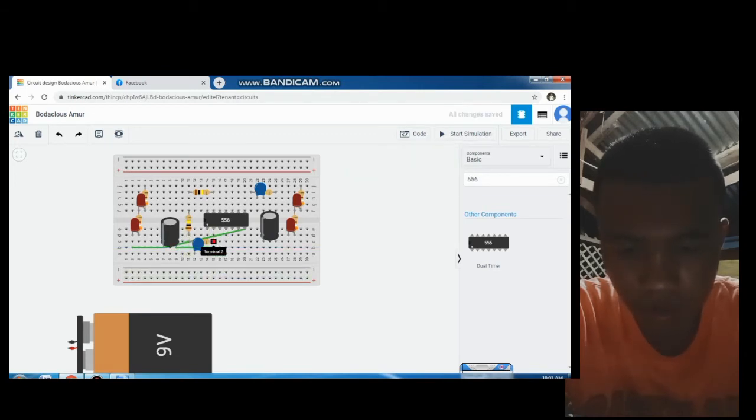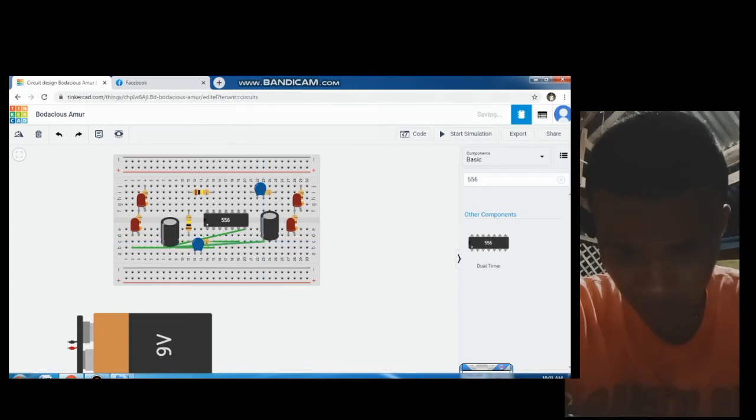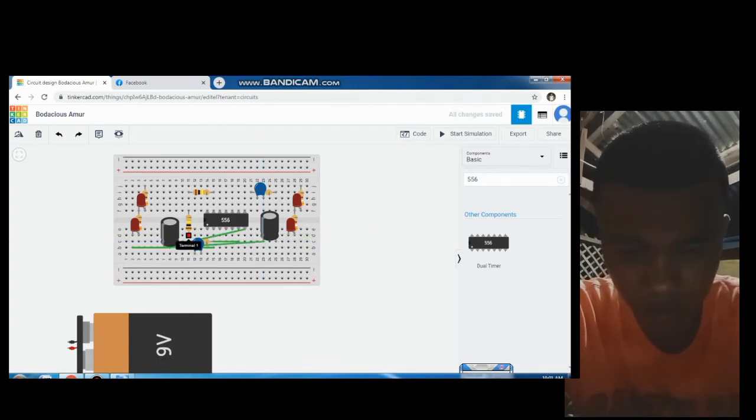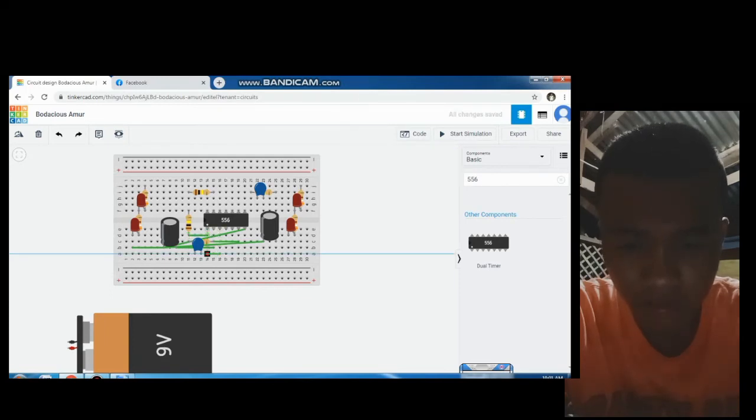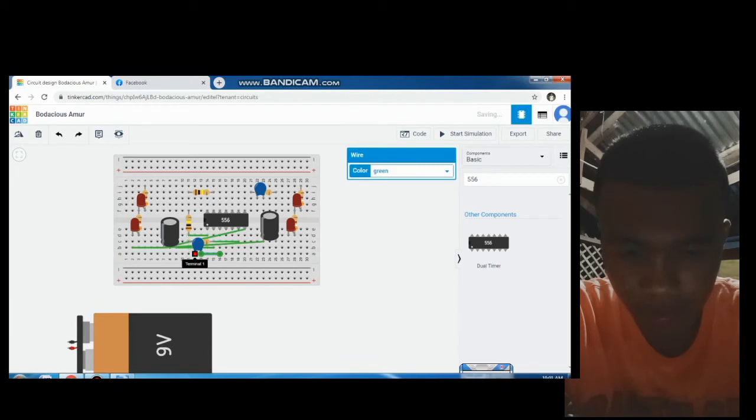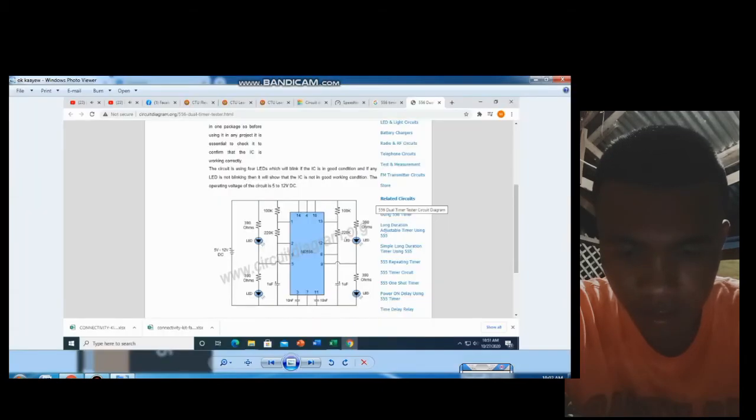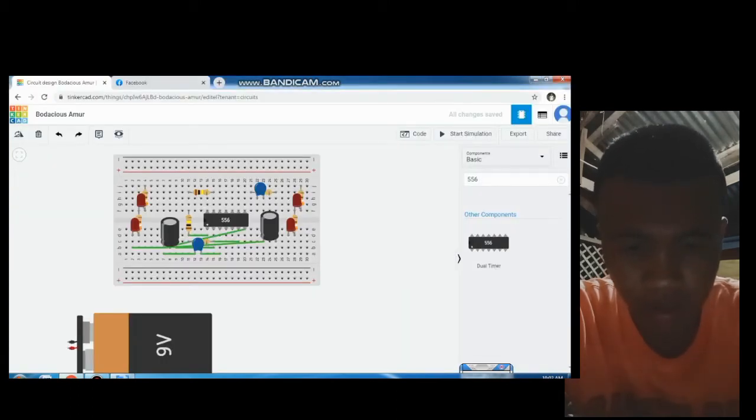Okay, polarized to number 2, the 220 to number 6. The other polarized, connect it to the negative, and 100 into number 1. Okay, next is the resistor. Okay, let's check again the circuit diagram.